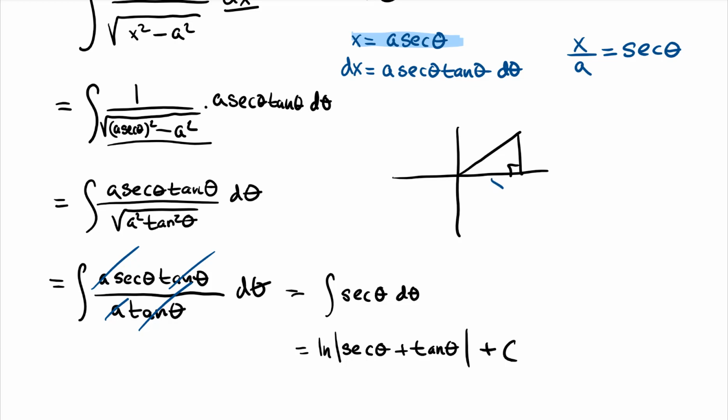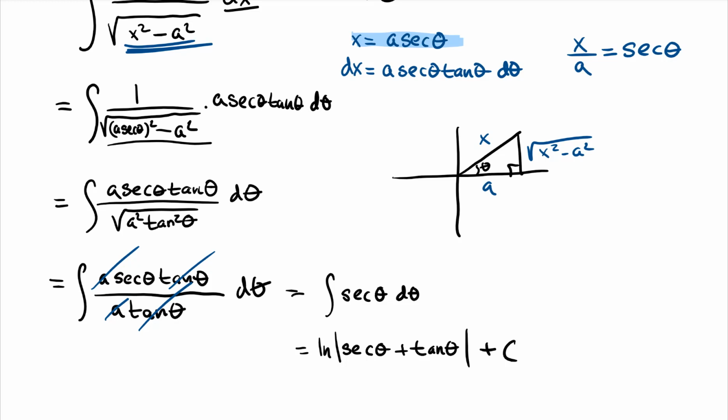No, it's the hypotenuse over the adjacent. That's right. And then give you 3 guesses what this side's going to be. It's the square root of x squared minus a squared. And of course, this is our theta. Well, can you solve for secant and for tangent?